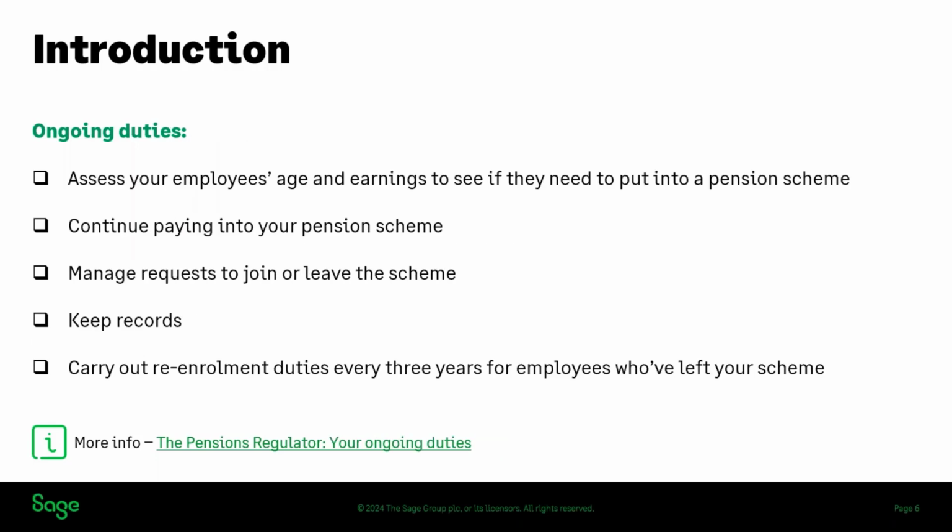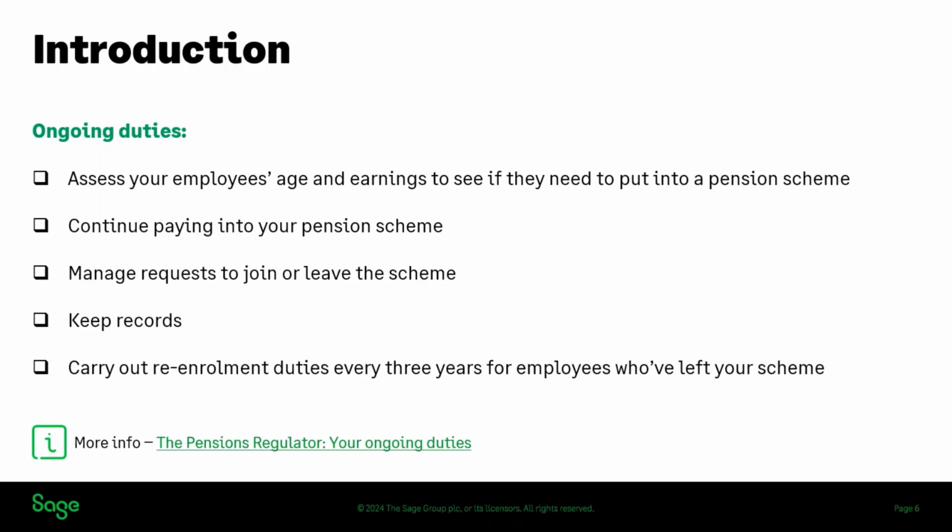There are a series of ongoing duties that you need to do each and every time you process payroll for most of these. And they include to assess your employees' age and earnings each time they're paid to see if there's anyone that's not in a pension scheme that needs to be put in. So employees might become the right age to be enrolled. They might start earning above the earnings trigger. And at that point, they need to be auto-enrolled into a scheme.